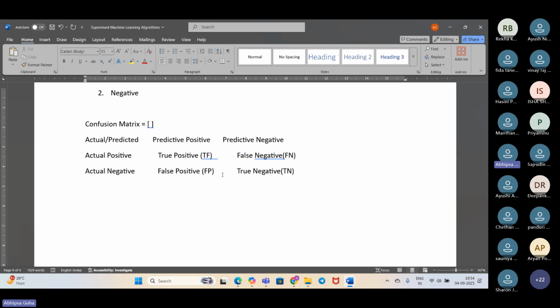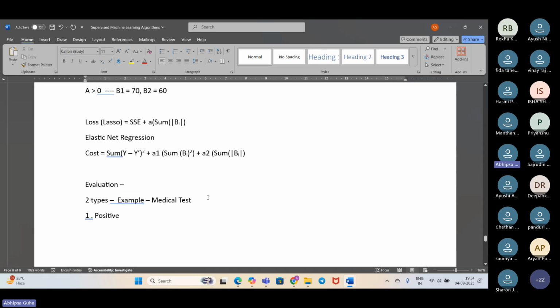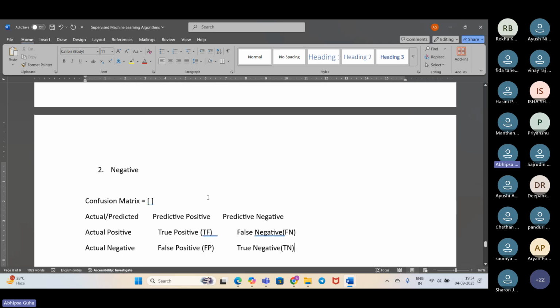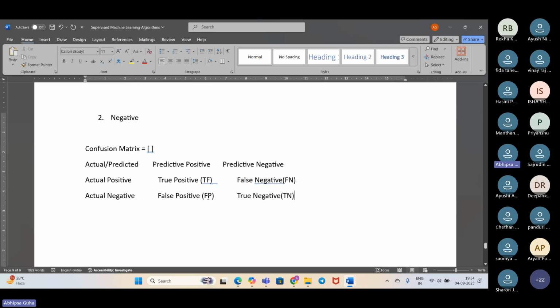So what does true positive say? Take the medical test, suppose of diabetes: the patient is having diabetes or not. True positive signifies the model correctly predicted diabetes. When the patient actually has diabetes, the model has also predicted diabetes. That is true positive. Understood what I told?